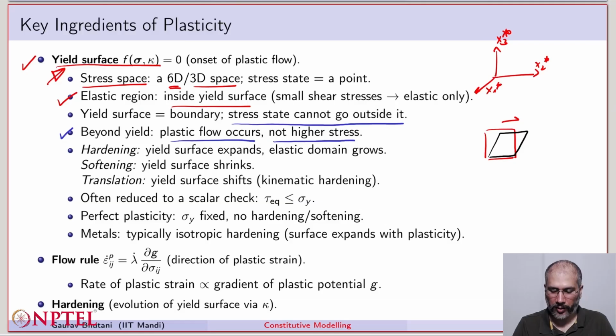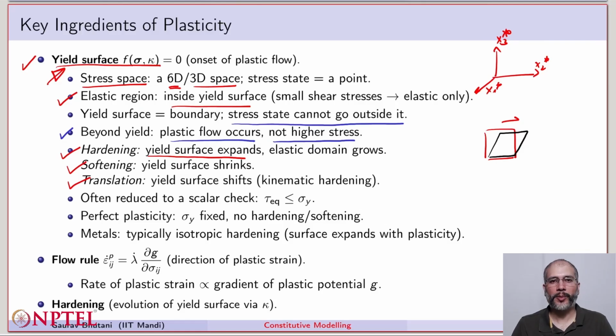But as a result of yielding, the body may harden. That is, the yield surface now expands. So whatever stress was causing yielding earlier, or was outside the yielding region, now gets inside the yielding region, and that becomes an elastic region. So we say that the yield surface starts to expand with deformation. Softening can also happen in some materials. That is, the yield surface shrinks, or the yielding surface can simply translate. We'll discuss more about it later, but that's a very interesting idea where the whole surface shifts.